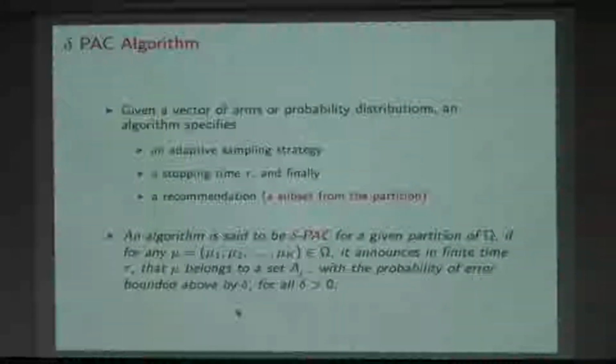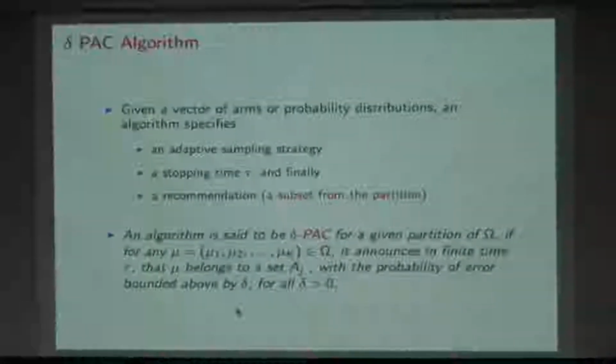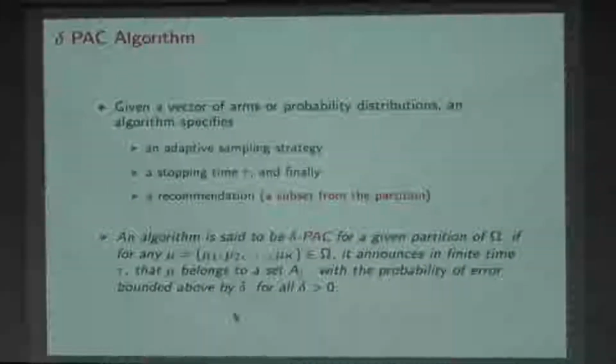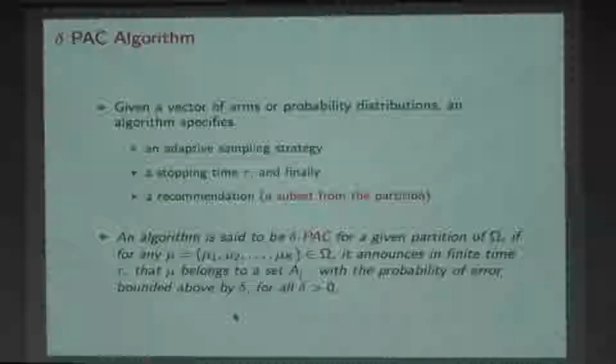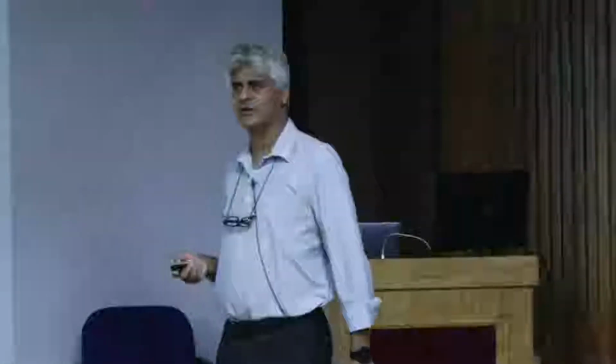Is this clear, what a delta PAC algorithm is? So for these algorithms, you're going to derive lower bounds. Because it has this property that you give it any omega, any instance of arms from this whole space, big omega, that imposes some constraints on it. It forces the algorithm to sample so much on each arm. So we'll talk about that right now.